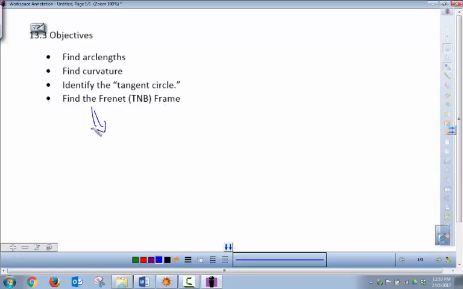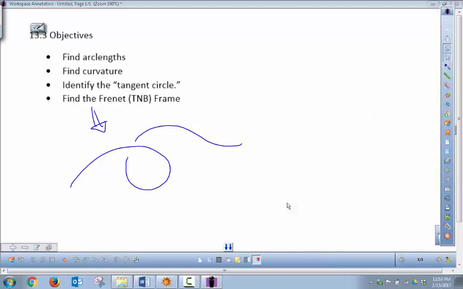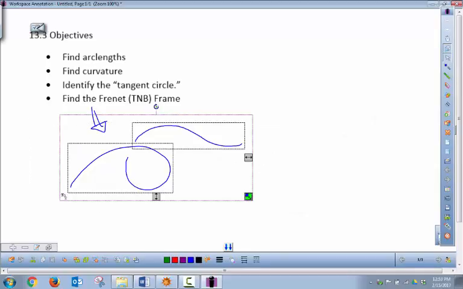But I do want to talk about the Frenet frame today in detail, and the idea is that if you have a curve in space, you can visualize how the curve looks. Maybe I should have drawn this in black. I'll draw it in black. There you go.